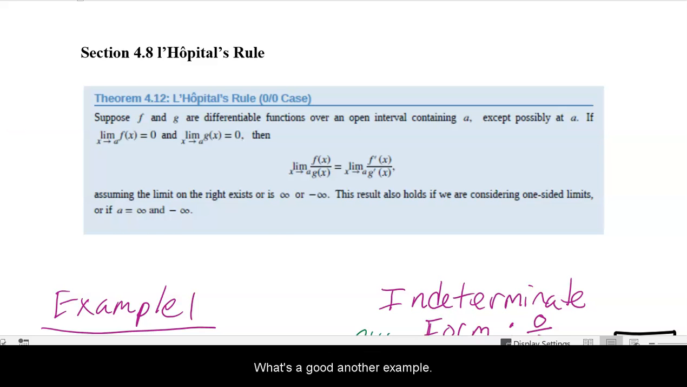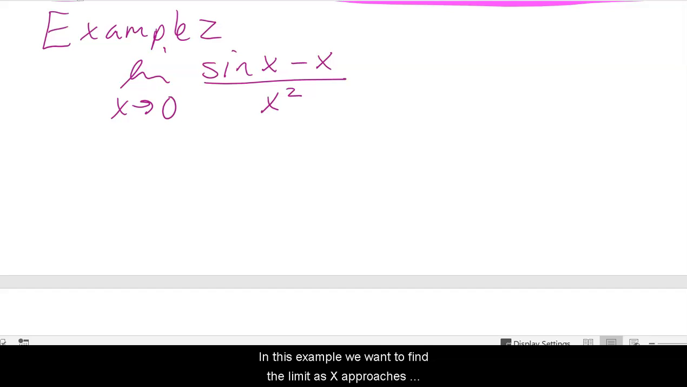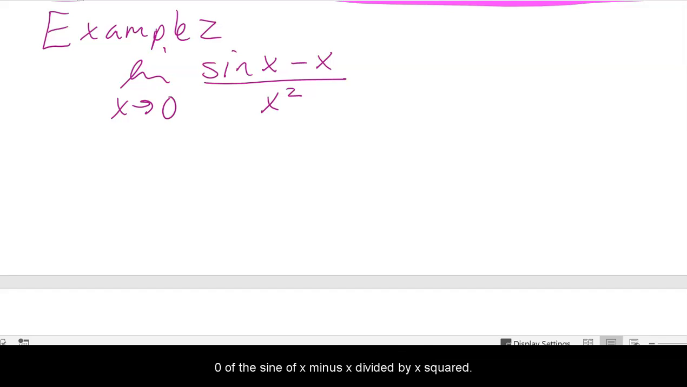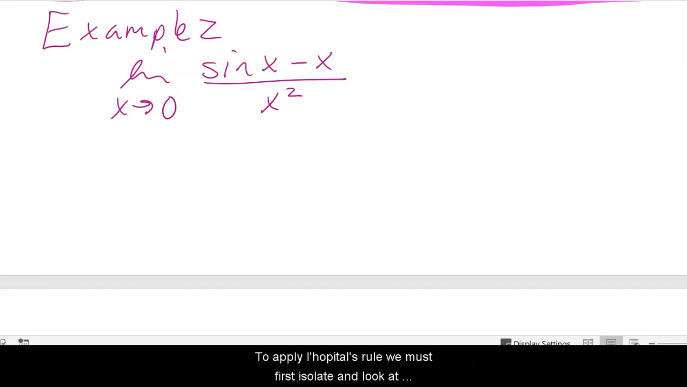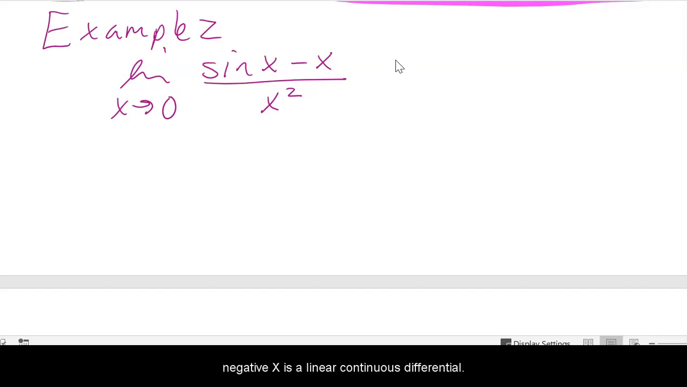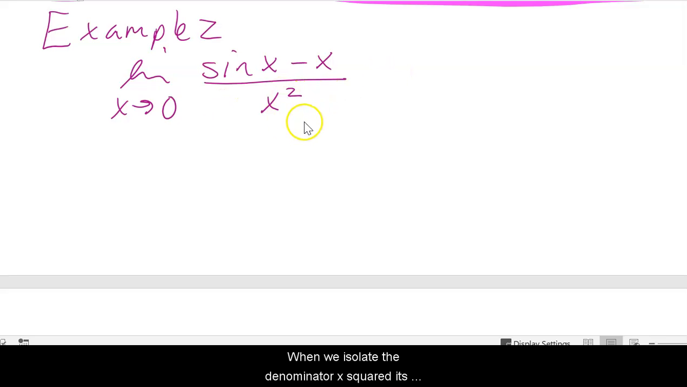Let's look at another example. In this example, we want to find the limit as x approaches 0 of the sine of x minus x divided by x squared. To apply L'Hopital's rule, we must first isolate and look at just the numerator, sine of x minus x. Sine of x is a continuous differentiable function, and negative x is a linear continuous differentiable function. The difference of continuous differentiable functions is also both continuous and differentiable. When we isolate the denominator, x squared, it's polynomial, which is continuous and differentiable everywhere.